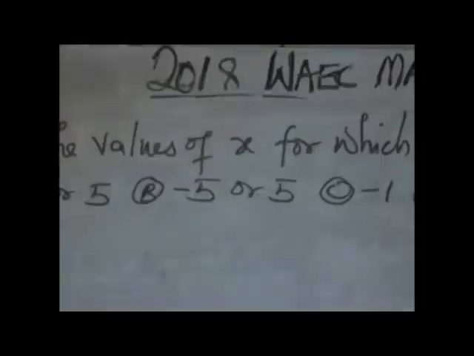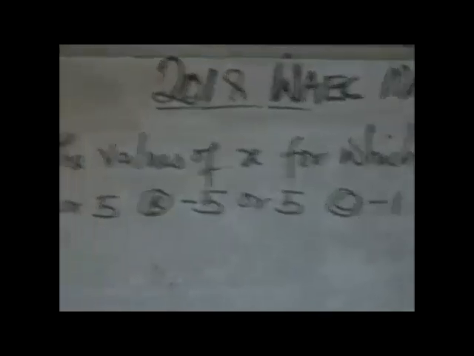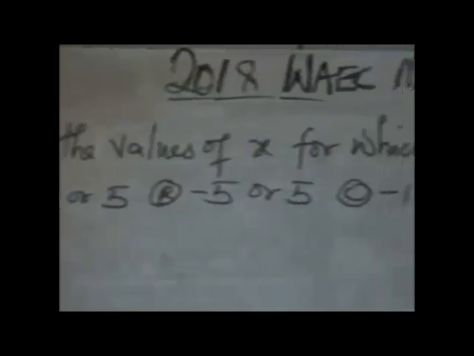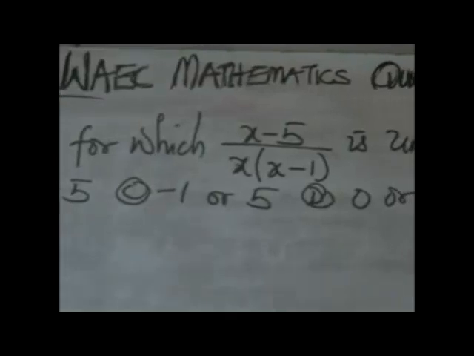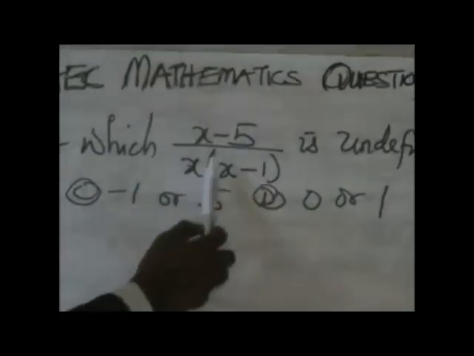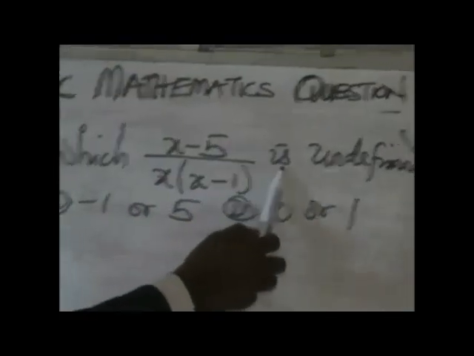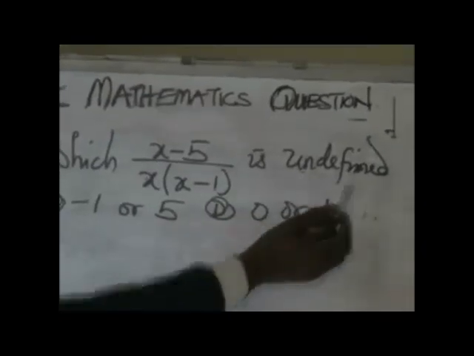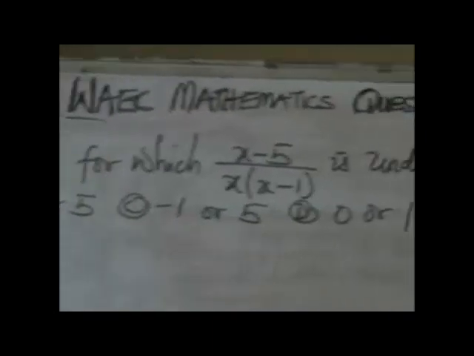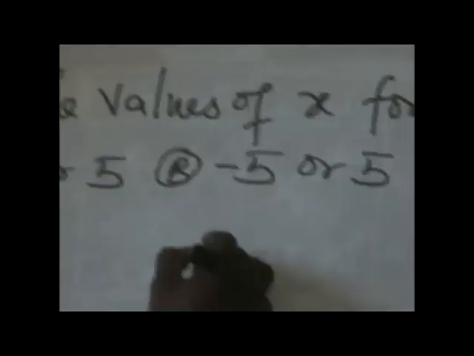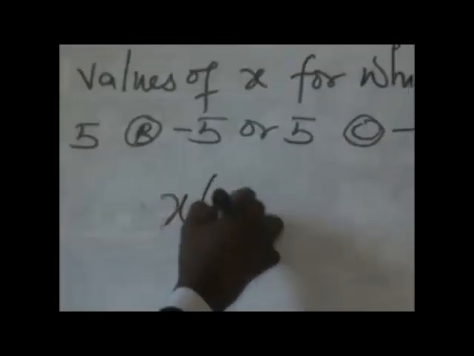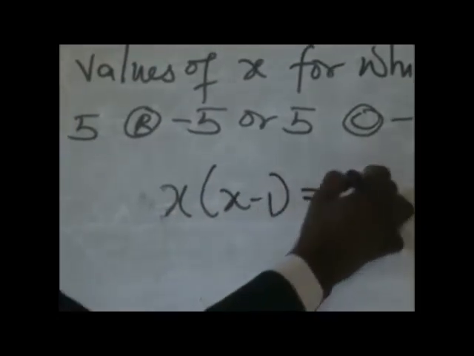Okay? Alright, here is question 33 of the 2018 WAEC mathematics questions. The question is, find the values of x for which x minus 5 divided by x open bracket x minus 1 is undefined. When you get the word undefined, you have to concentrate on the denominator by equating the expression you have underneath to 0, then you solve. So for the expression to be undefined, we have x times x minus 1 equal to 0.